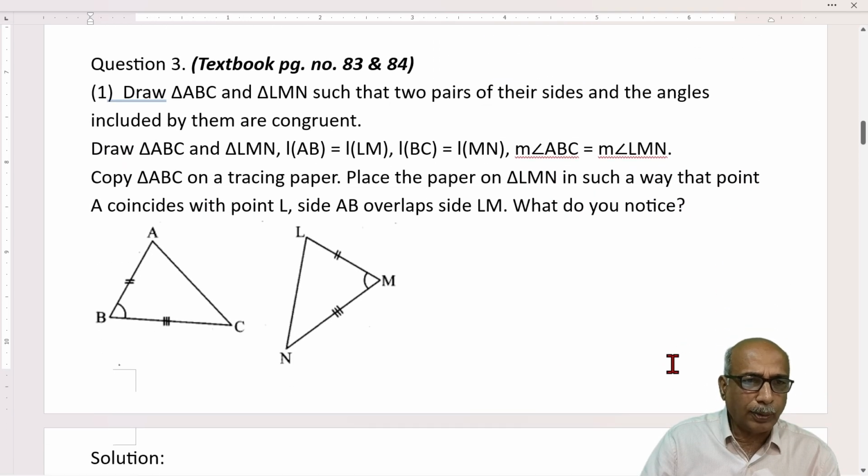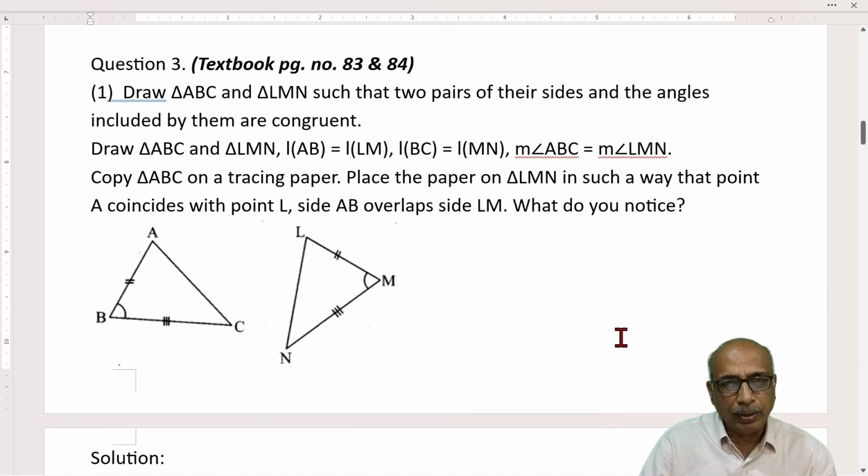Next, on textbook page number 83 and 84, here are the congruency tests given there. So, you can draw the figures as given. With the help of trace paper also you can do congruent figures, and then you can place it and see that whether they overlap each other, one-to-one correspondence.